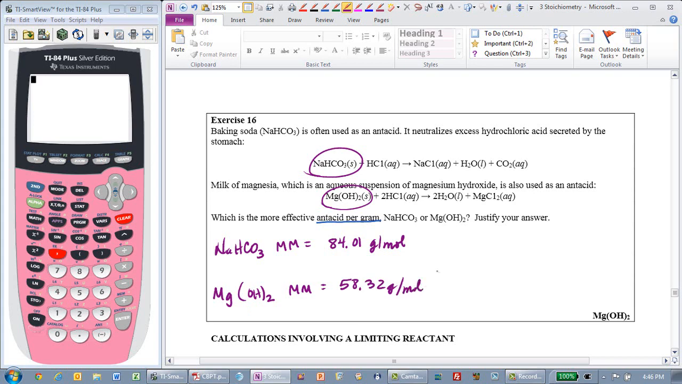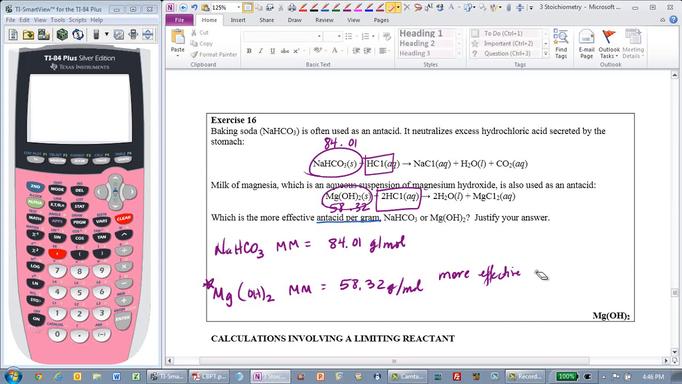What's the point? This is an antacid. It's going to neutralize acid. So what we're saying here is that 84.01 grams is required for 1 mole of hydrochloric acid, whereas with the magnesium hydroxide, 58.32 is enough to neutralize 2 moles of the HCl. So even without fancy math, you know that this one is more effective. But why is it more effective?